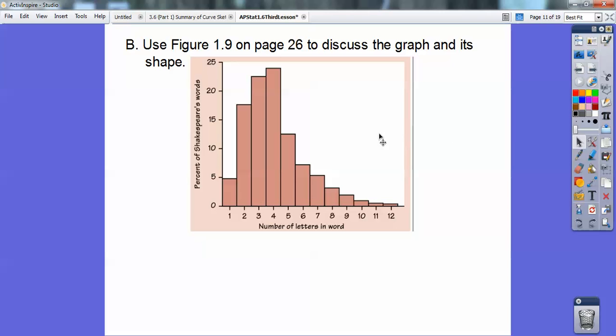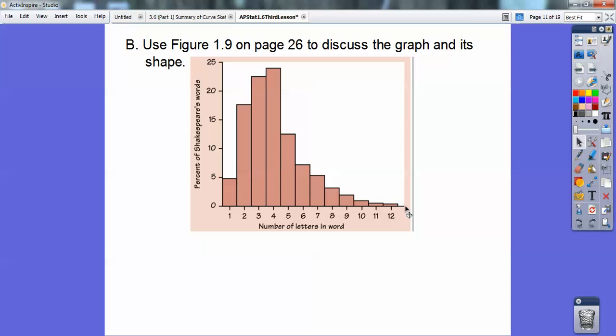Okay, so let's talk about this. It has a longer tail on the right, you guys. When it has a longer tail on the right, it's said to be skewed to the right. It looks like there's many more 2-letter, 3-letter, and 4-letter words than there are of the longer words. There's not very many 12-letter words in there.